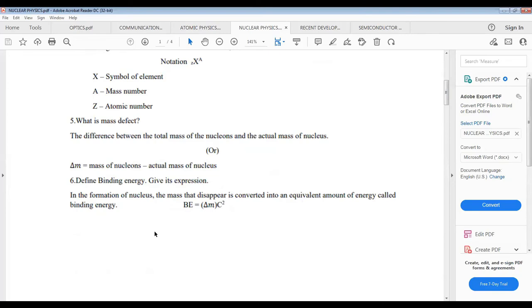In order to form the nucleus, some mass disappears. The amount of mass that disappears is converted into an equivalent amount of energy, that is called binding energy. The expression for binding energy is delta m c square, where delta m is the mass defect and c is the speed of light. This is your expression for binding energy.